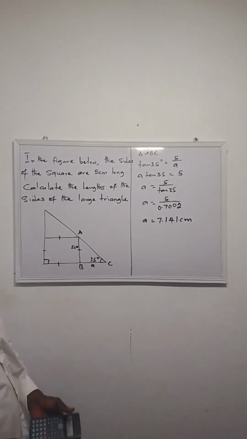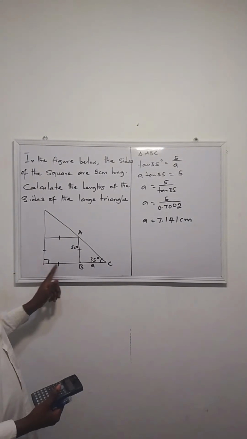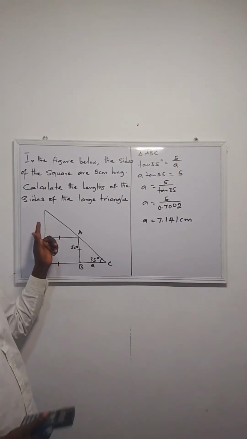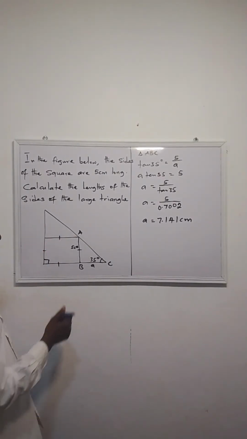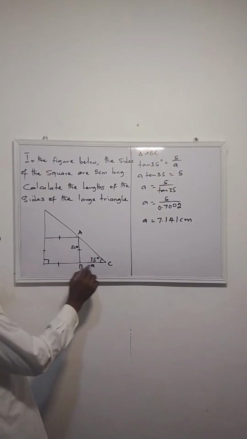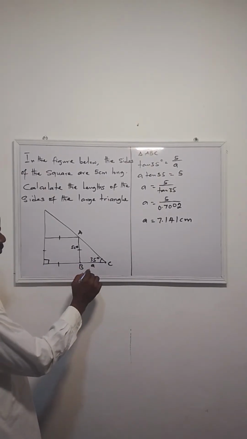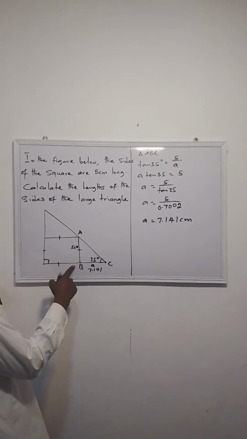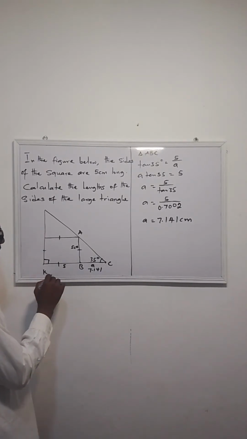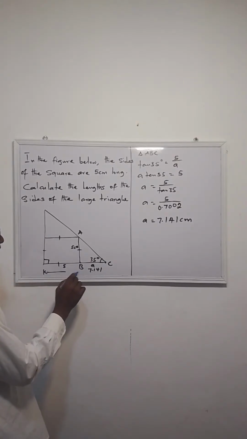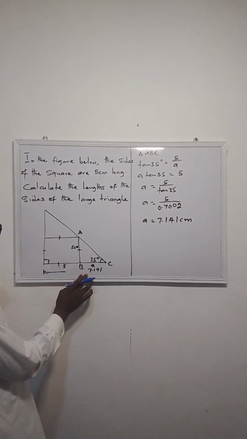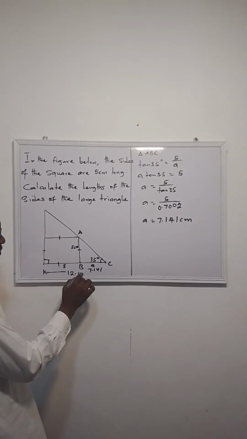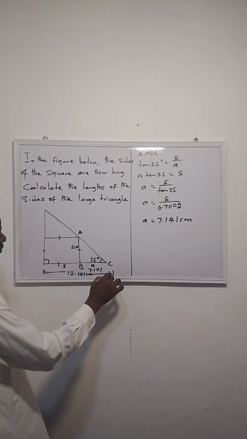Now the question wants us to get the sides of the large triangle. This is the large triangle. Now look at it. We have this length here, from here to here, which we got as 7.141, and this place is 5. So the total length here is going to be what? 5 plus 7.141, and that gives you 12.141 centimeters.